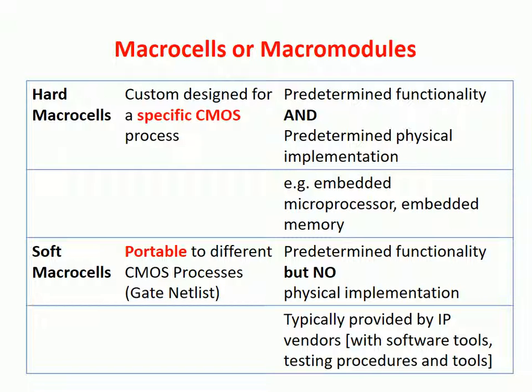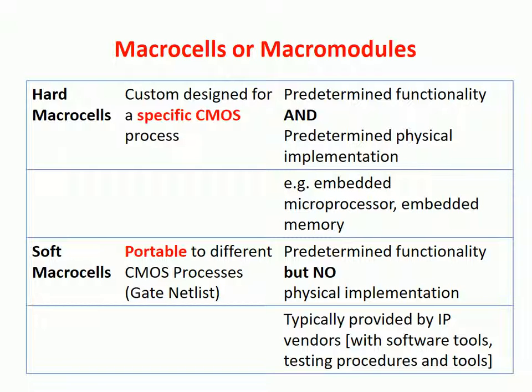Okay? The other option is to have soft macro cells. Soft macro cells are software essentially, and are only a gate netlist. So it's specified in terms of gates, and this means that we have a predetermined functionality, but the physical implementation is not predetermined. So one gets the gate netlist and then introduces it in the design flow when the total gate netlist is fabricated. Which means that from there, if we want to go from the soft macro cell to the complete design, we need to implement the gate netlist in terms of the standard cells of that specific process, and then to do the placement and routing and so on.